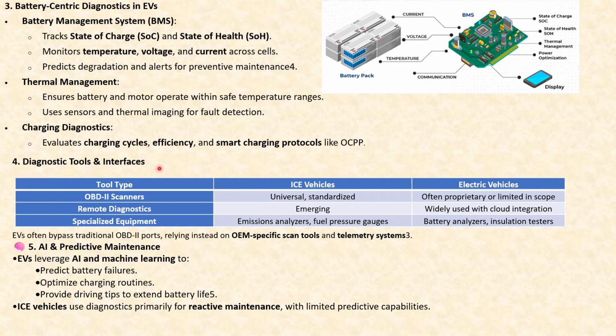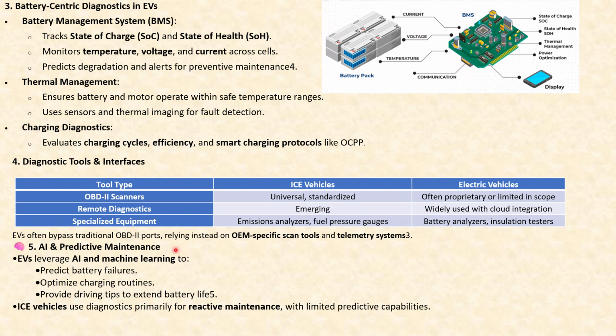Now, coming to the diagnostic tools and interfaces used for both IC engine and electric vehicles, OBD scanners for IC engines are universal and standardized, and when it comes to electric vehicles, they are usually proprietary or limited in scope because of the above said differences. Remote diagnostics in IC vehicles is still emerging, but in electric vehicles it's already established. As for specialized equipment, emission analyzers and fuel pressure gauges are the main equipment for onboard diagnostics in IC engine vehicles. In electric vehicles, battery analyzers and insulation testers are the specialized tools. Electric vehicles often bypass traditional OBD ports, relying instead on OEM specific scan tools and telematics.